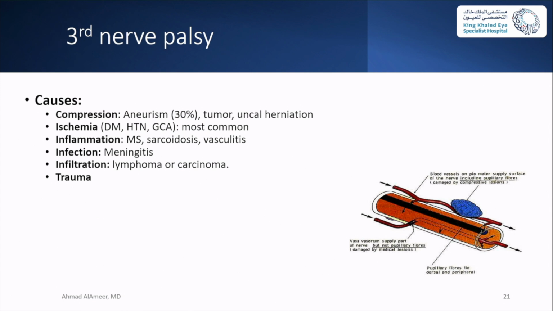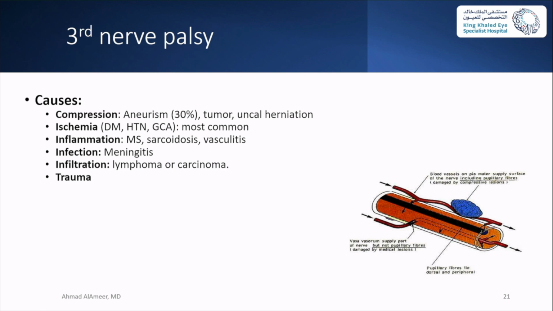It's mentioned in the textbook that a pupil-involving third nerve palsy is aneurysmal compression until proven otherwise. However, pupil-involving third nerve palsy does not always indicate compression. Around 20% of ischemic third nerve palsies can present with pupil involvement.